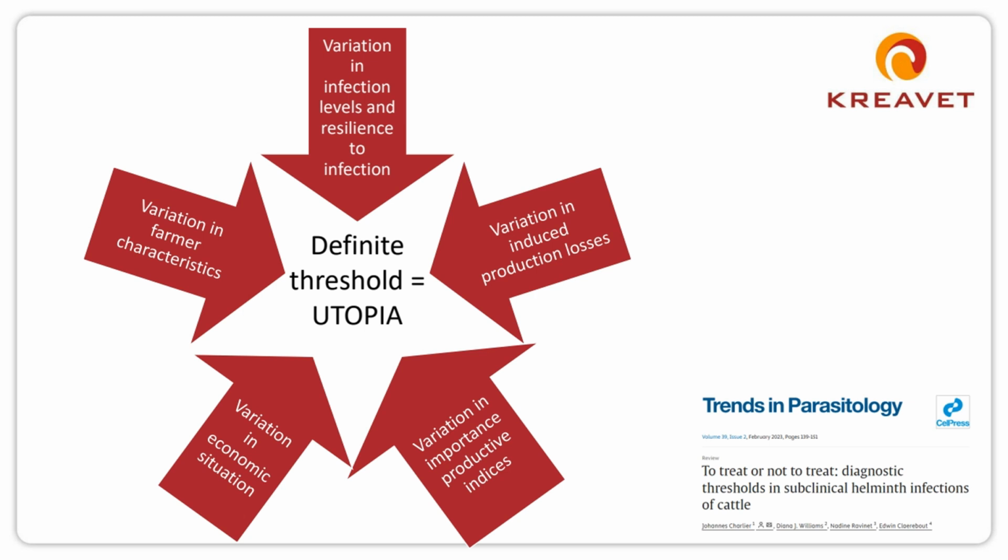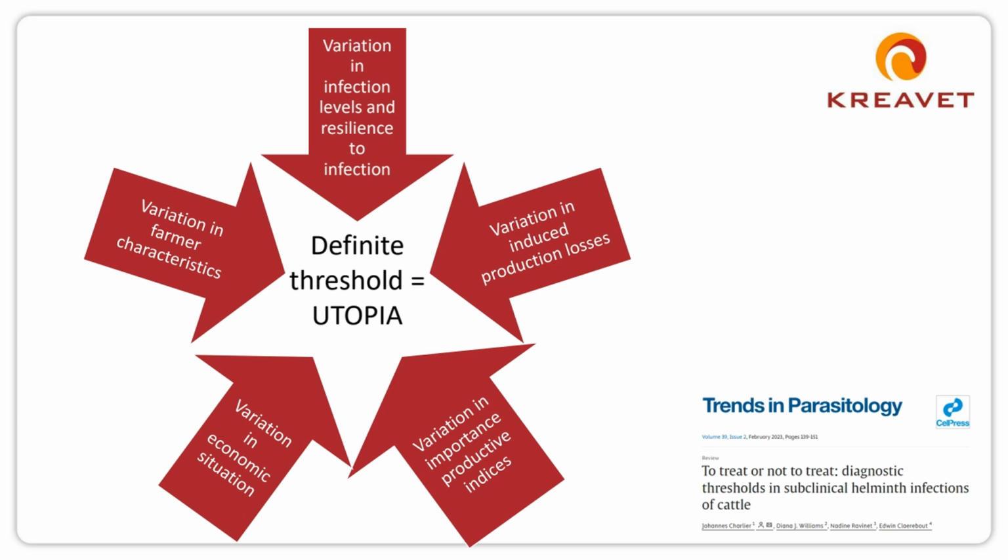And then there is variation in farmer characteristics. Not all farmers want the same. Some want robust animals with moderate production. Some want to get the maximum out of their animals. Some have more ecological motives. Some have strict economic motives. So it's all different.